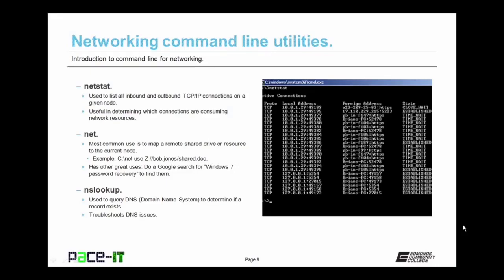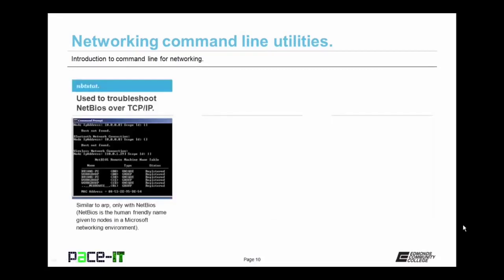NSLOOKUP is used to query DNS to determine if a record exists. It's very useful in troubleshooting DNS issues. Now let's talk about NBTSTAT. It's used to troubleshoot NetBIOS over TCP/IP.